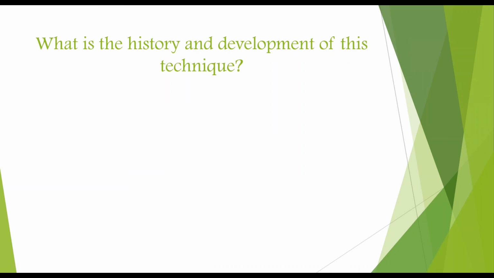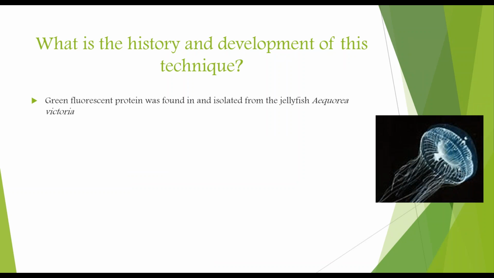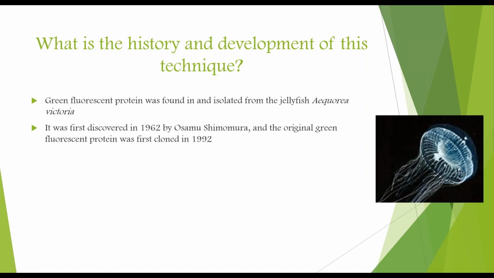What is the history and development of this technique? The green fluorescent protein was found in and isolated from the jellyfish Aequorea victoria, which lives in the cold waters of the Pacific Ocean. It was first discovered in 1962 by Osamu Shimomura. The original green fluorescent protein was first cloned in 1992.